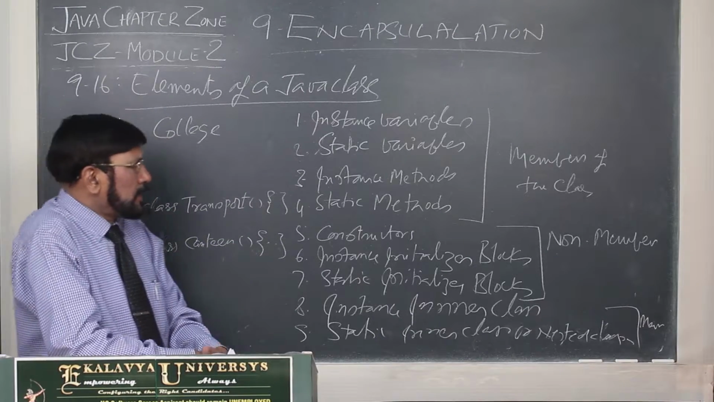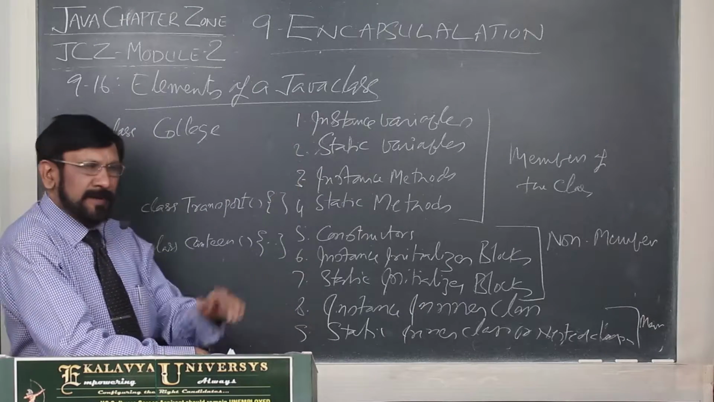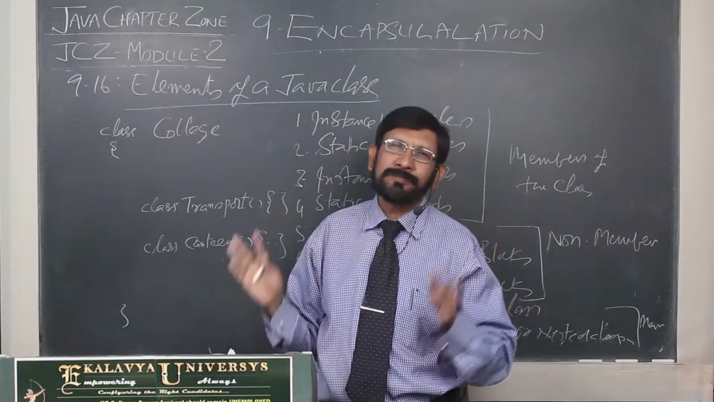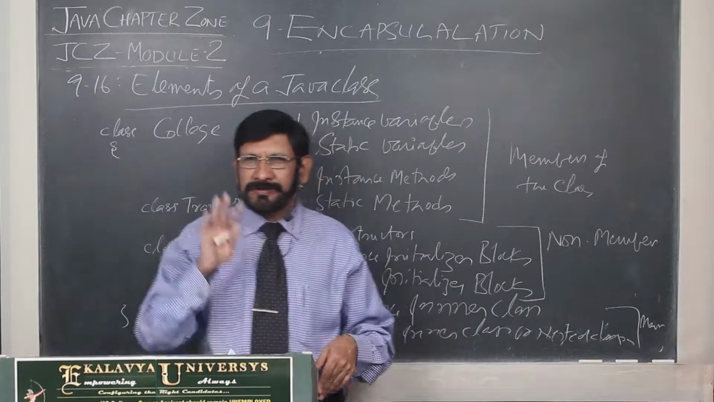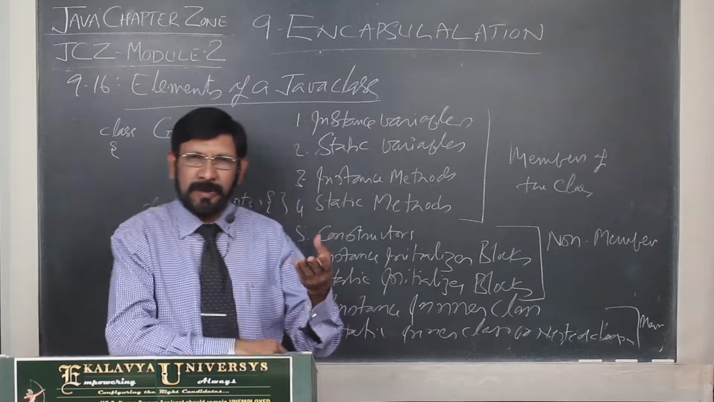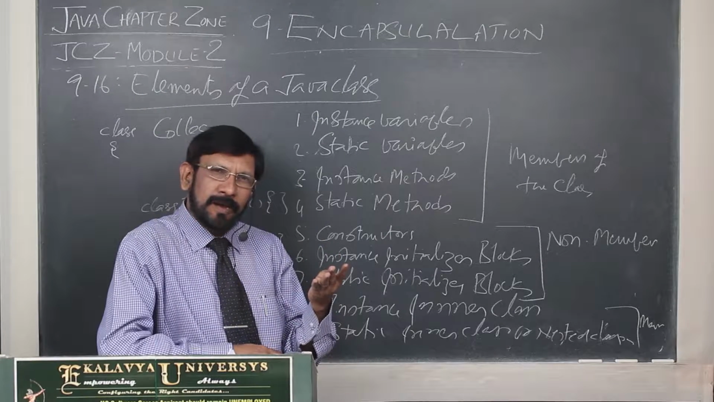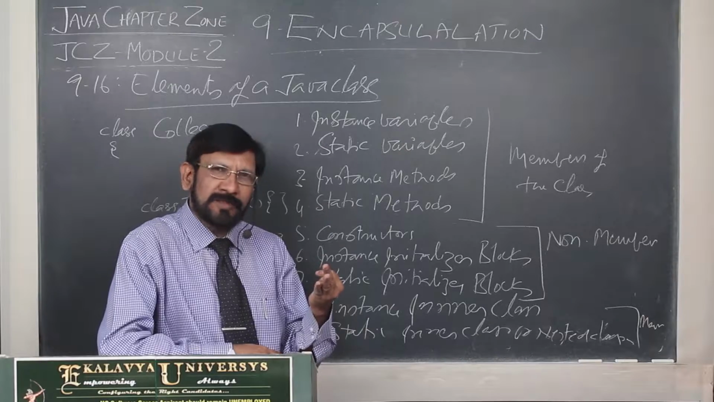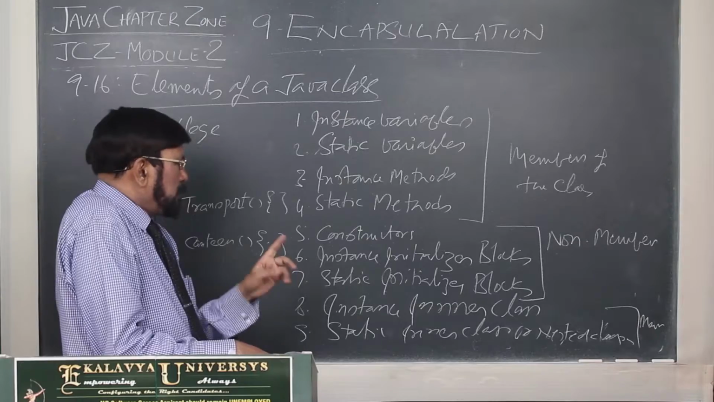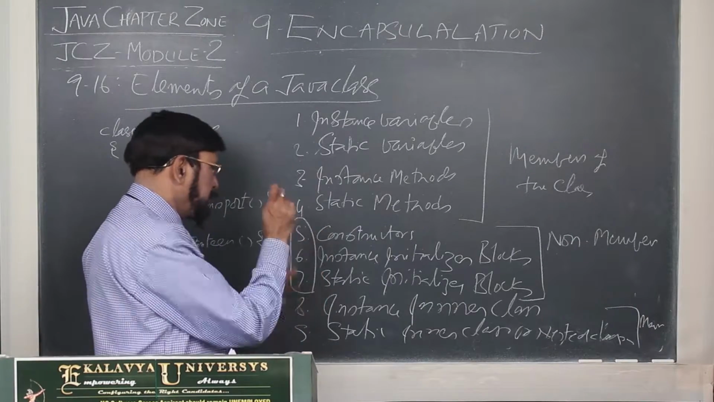Now, number two, all the elements here, I listed out nine types of elements. All nine types of elements are not the members of the class. Out of that, some are the members, some are the non-members. First we understand which are the non-members. Constructors are not the members. Instance initializer blocks are not the members. Static initializer blocks are not the members. That is 5, 6 and 7, these are not the members.